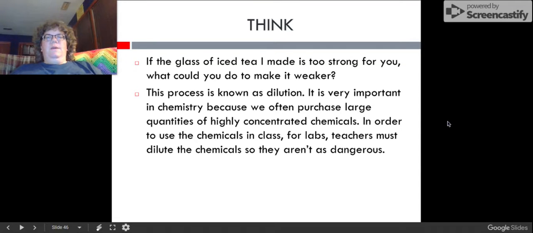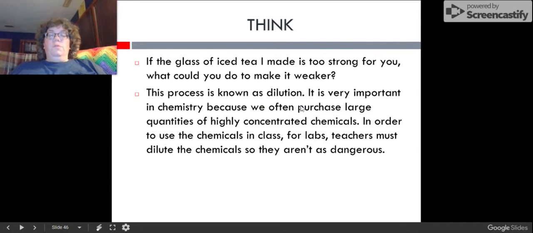Let's go back and think about that iced tea for just a second. If it was made too concentrated for you, what could you do to make it weaker, to decrease that concentration? Because you didn't like it, it was too strong. So, what you definitely can do is add more water. The process of adding more water to something is known as dilution.